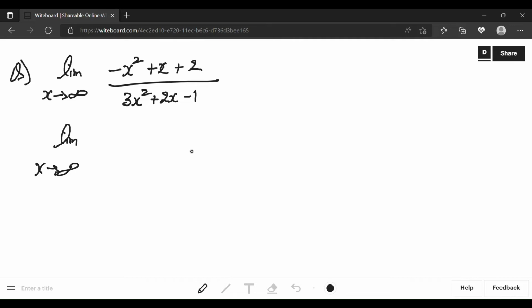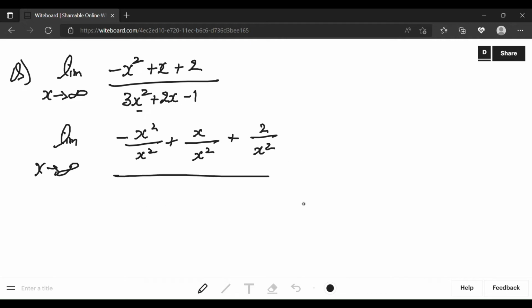So the highest power is x square, so dividing throughout by x square, which is minus x square by x square plus x by x square plus 2 by x square. Now whole upon this will be 3x square by x square plus 2x by x square minus 1 by x square. Now see, solving this, actually this becomes 1.